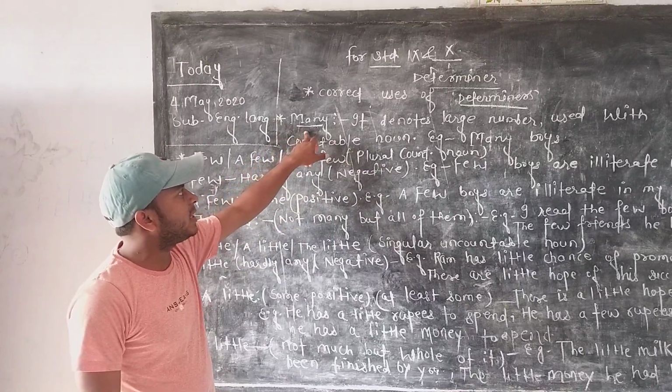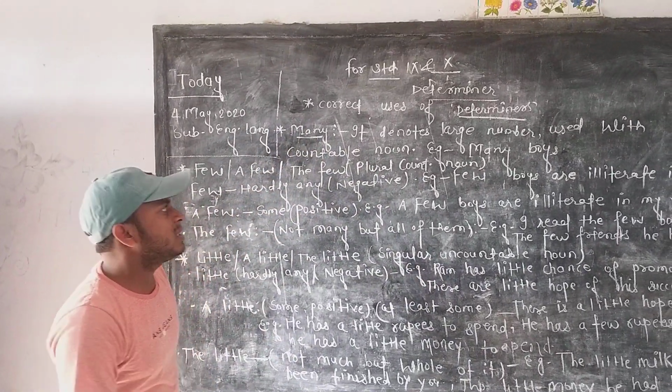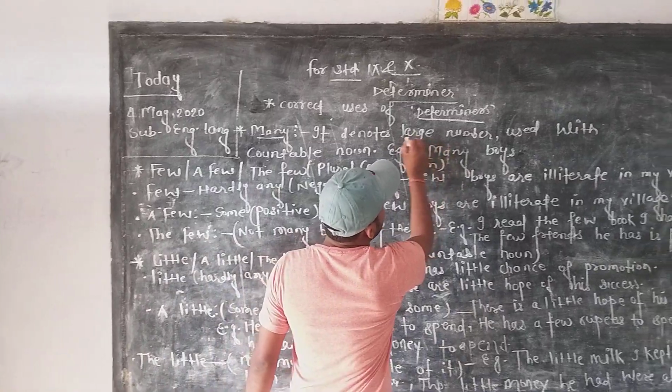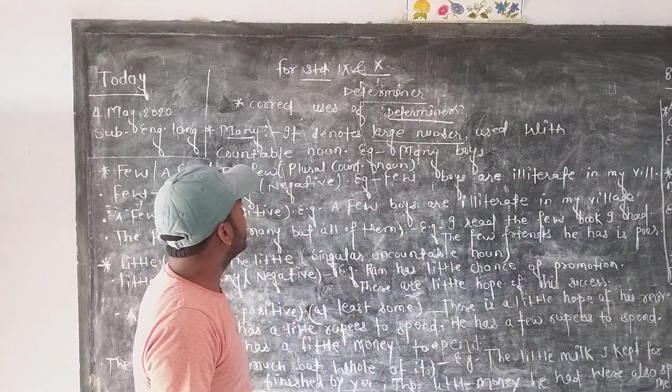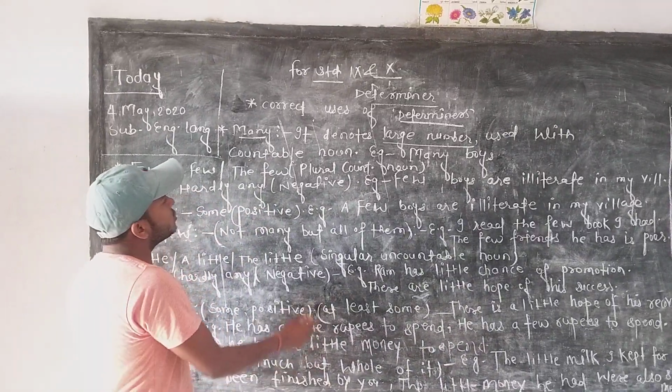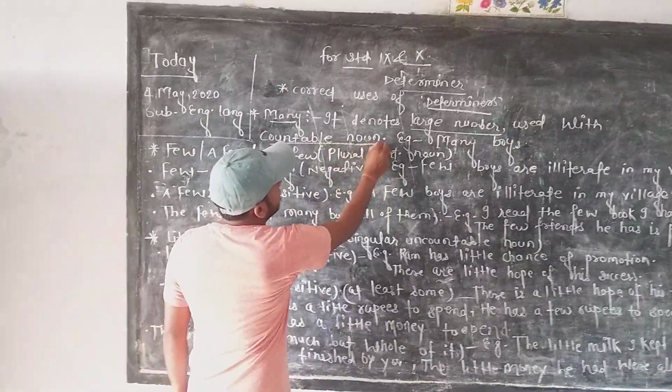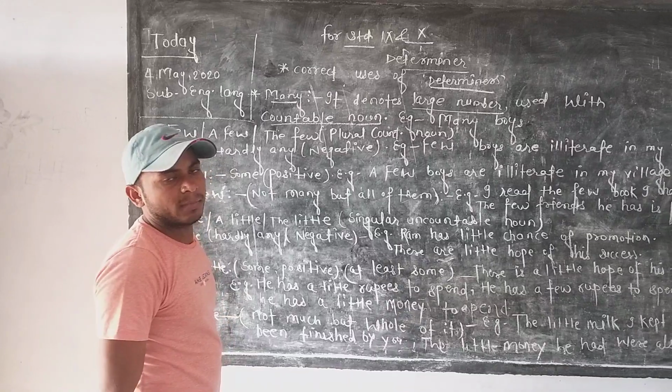Here you can see that I have written first, many. Many is what? It denotes a large number and is always used with countable nouns.